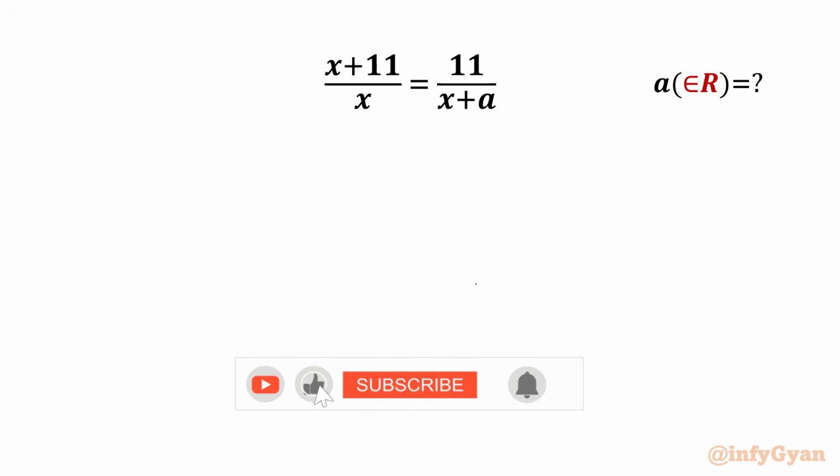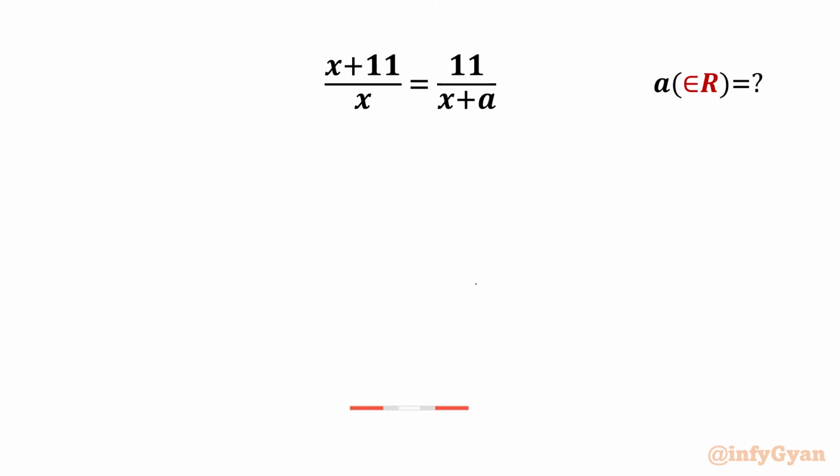Today in this video we'll be solving one very interesting equation, x plus 11 over x equal to 11 over x plus a. This equation possesses distinct integer solutions. So we have to find real values of a and distinct integer solutions. So let's get started by writing our denominators cannot be 0. So roots cannot be equal to 0. Roots cannot be negative a also.